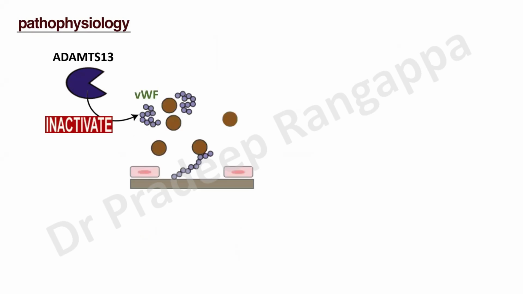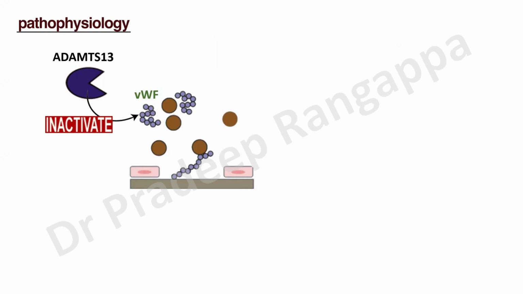The key aspect of understanding TTP is its pathophysiology. As you know, TTP typically involves deficient ADAMTS13. That is the variable that is deficient. And what is the function of ADAMTS13? It cleaves and inactivates von Willebrand factor. As you know, in the circulation, the platelets attach to von Willebrand factor and they form a clot.